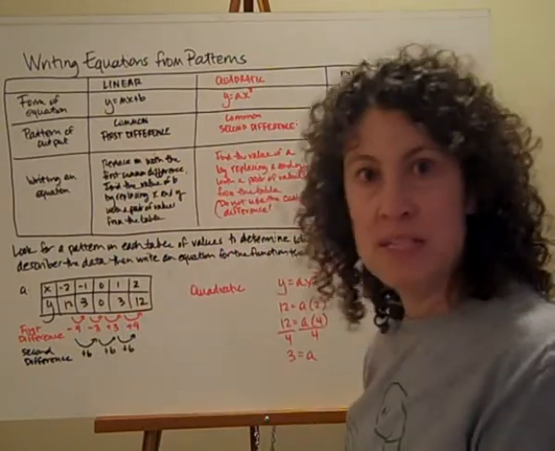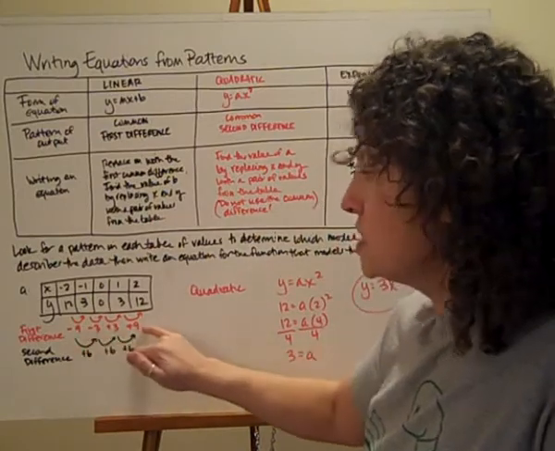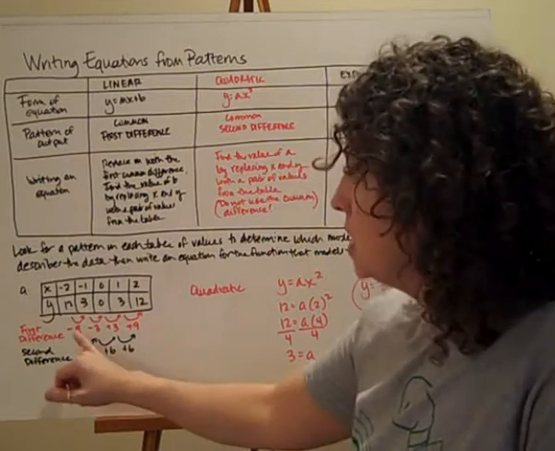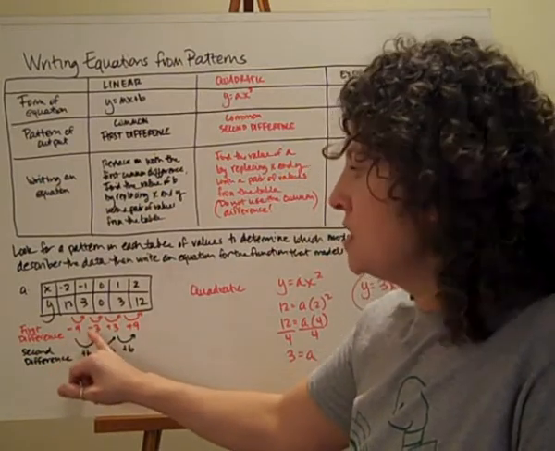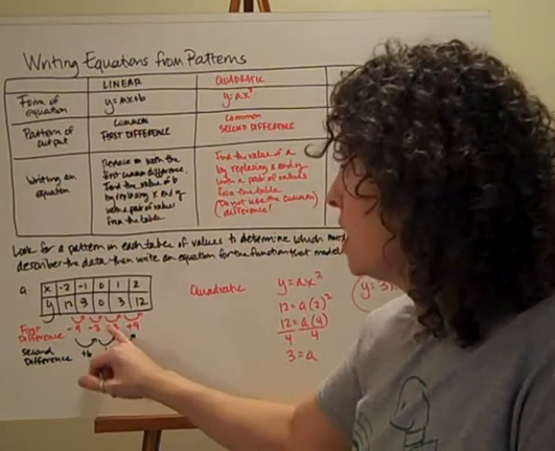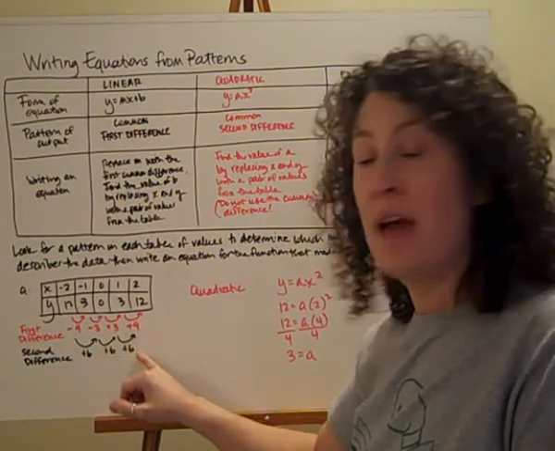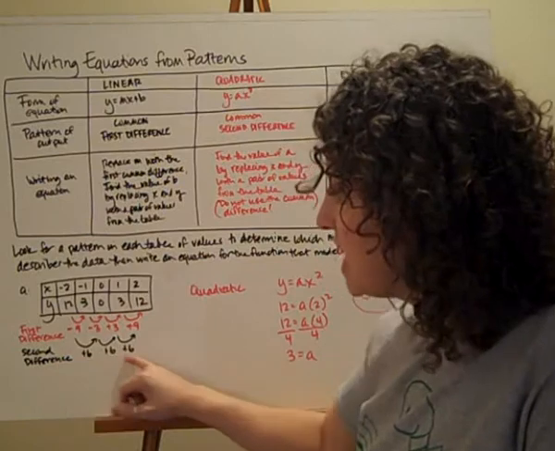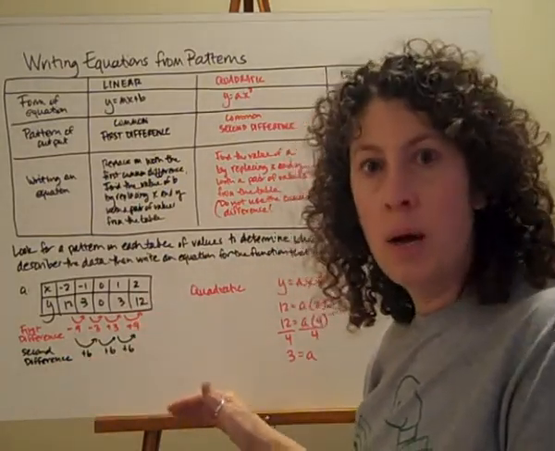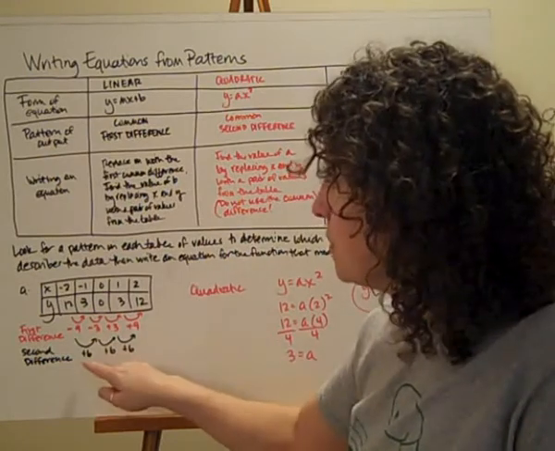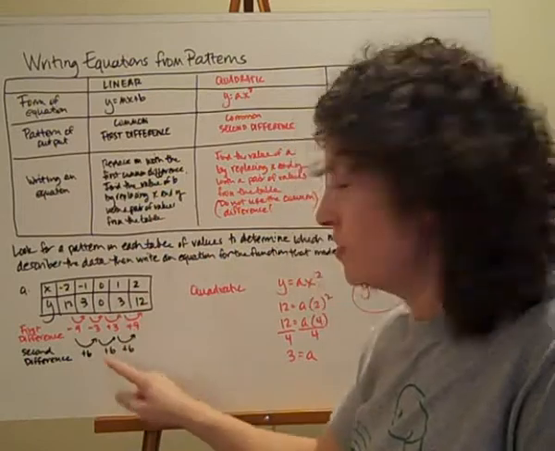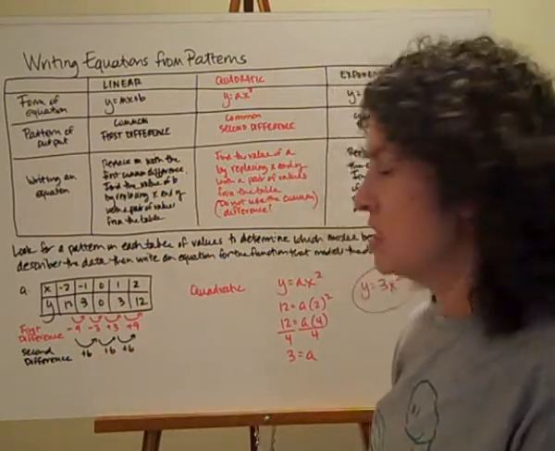So remember I talked about a second difference? I'm going to take the first differences and see if they have a difference. In order to go from negative 9 to negative 3, I have to add 6. To go from negative 3 to positive 3, I have to add 6. And to go from positive 3 to positive 9, I have to add 6 again. So when we say second difference, this is what I'm talking about. I'm extending the table a little bit further than it actually goes. So I'm finding a second difference here, and this is a common second difference because I'm adding 6 each time.